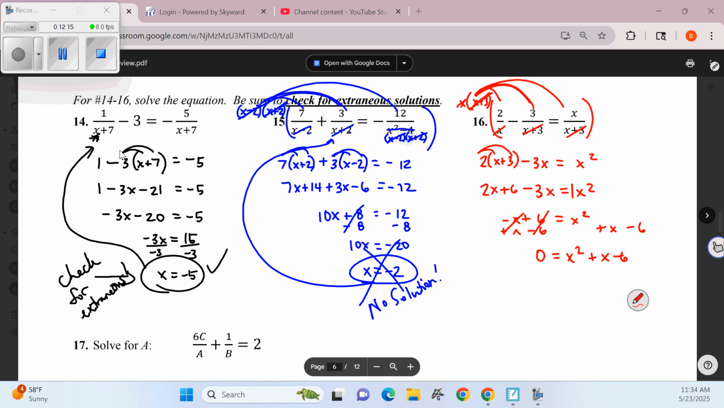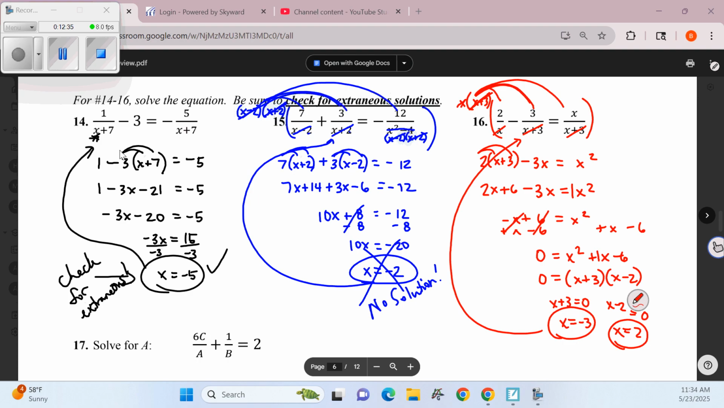This guy factors into what multiplies to negative 6 and adds to positive 1. We'd end up with an x plus 3 and an x minus 2. So x plus 3 equals 0, or x minus 2 equals 0. So x equals negative 3, or x equals 2. But again, checking our solutions, I'm hopeful that you can see a negative 3 plus 3, that would be bad up here. So this guy is going to go away and be extraneous, and we're only going to be left with x equals 2.